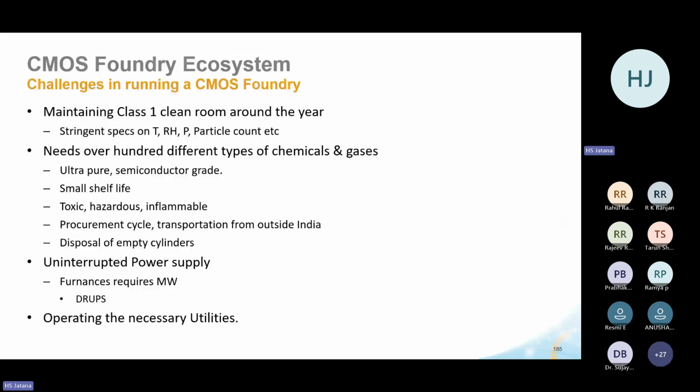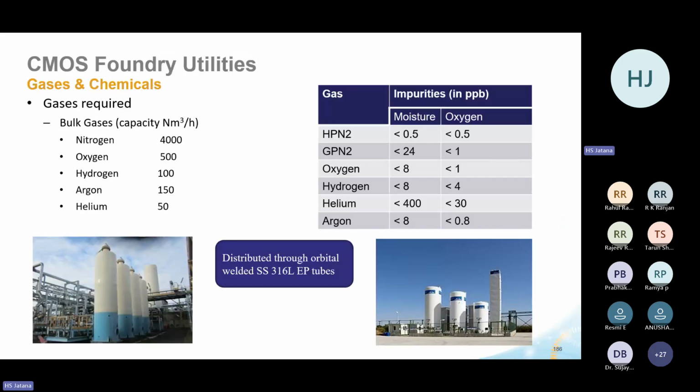So this is about the various process things. A lot of utilities are required. As I told you, there are bulk gases: nitrogen, oxygen, hydrogen, argon, helium. You need various gas plants. These are the actual pictures of our plants, and some capacities needed. There are specifications on the pureness of that material, which is of very high value.